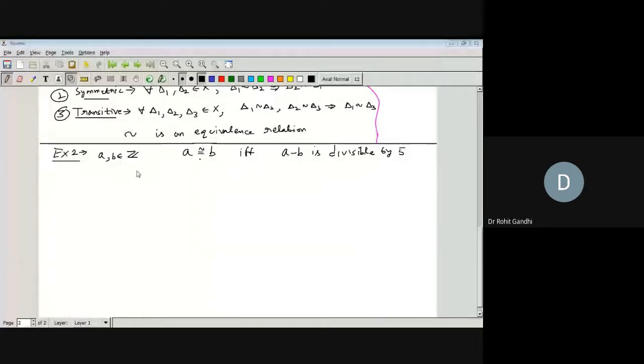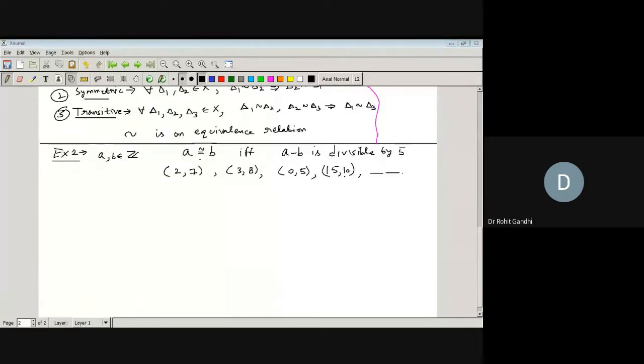Now, when I talked with the students, they told me, sir, take two elements 2 and 7. They are in relation with each other because 2 and 7 belong to the integers and their difference is 5, which is divisible by 5. Next, they take 3, 8, right? And you can take many more, 0, 5. You can take 15, 10, right? And so there are many ordered pairs which belong to this relation.